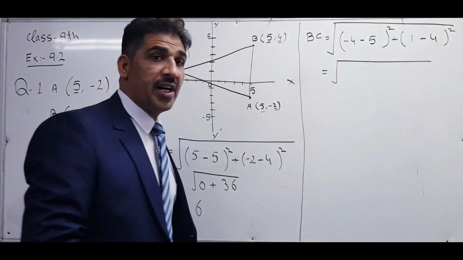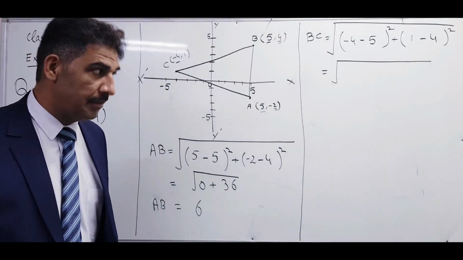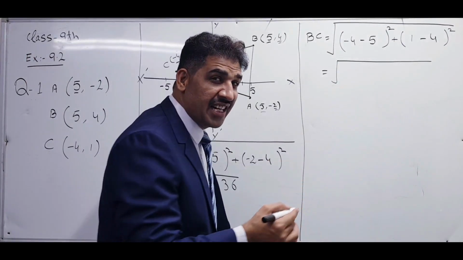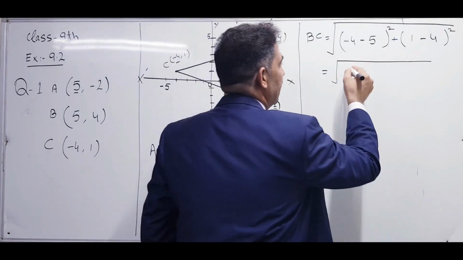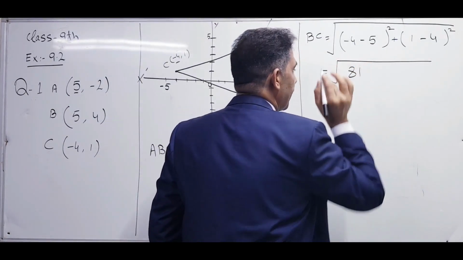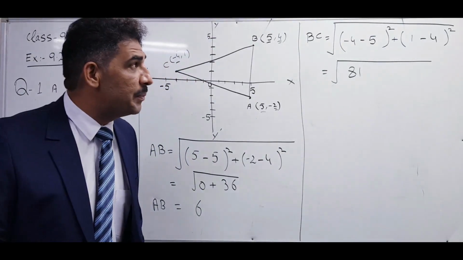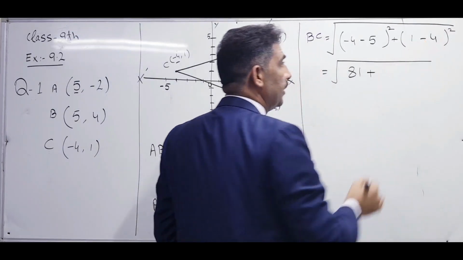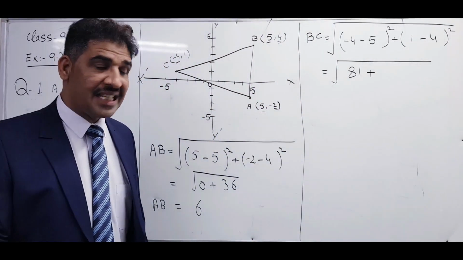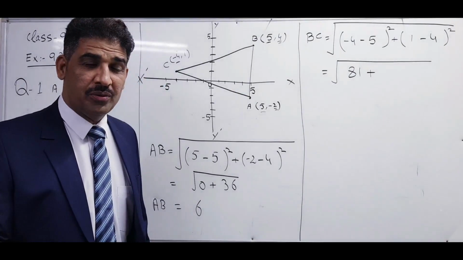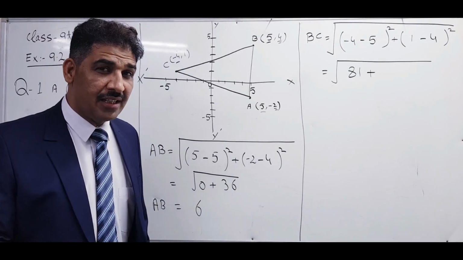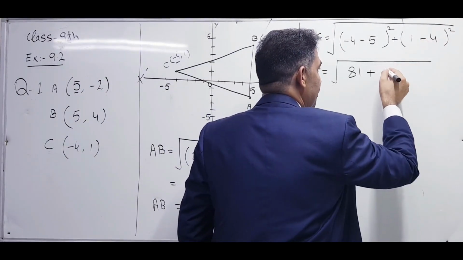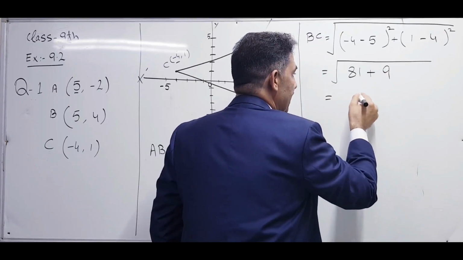Root of minus 4 and minus 5. What is the answer? Minus 9. And the square of minus 9, what is that? Good. Positive 81 or negative 81? Positive 81. Why? Because its exponent is even. Good. So plus 1 minus 4, that is minus 3, and minus 3 squared is equal to positive 9 or negative 9? Positive 9, because its power is even. Good. So that is root 90.